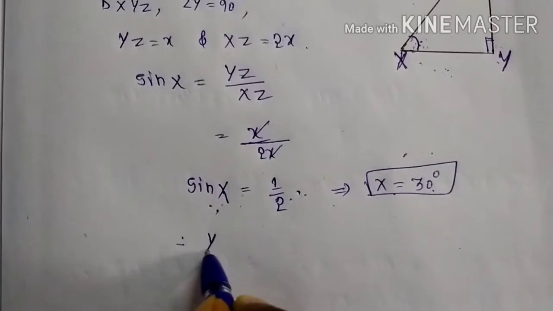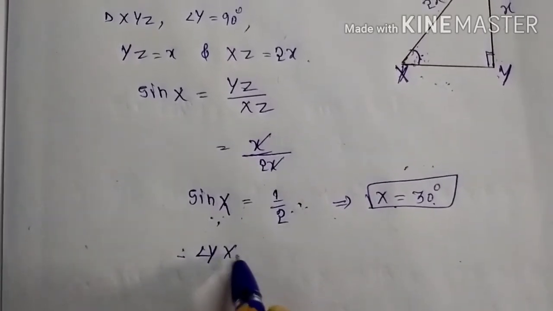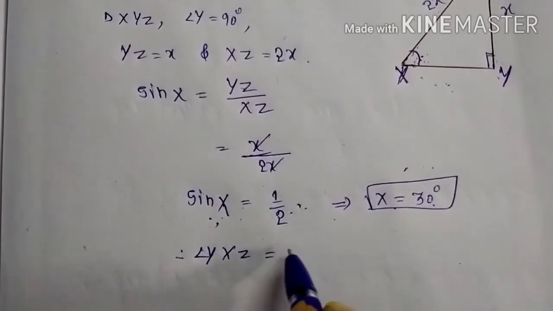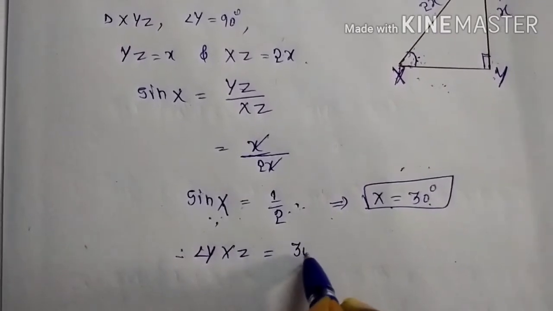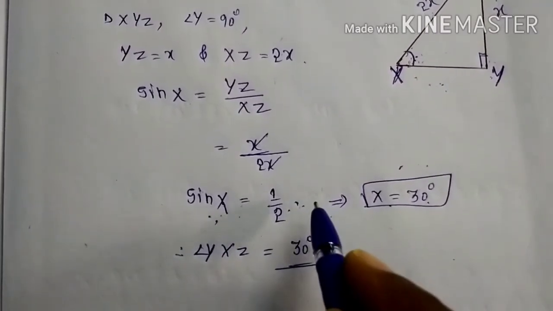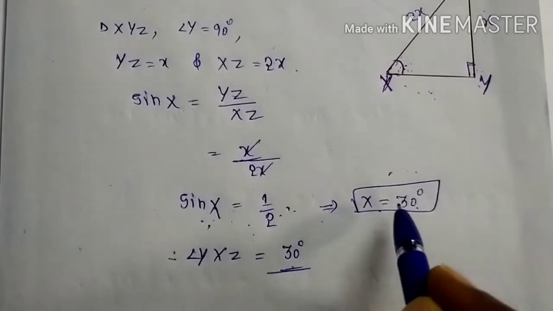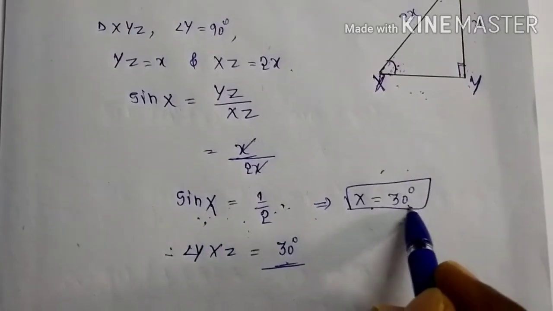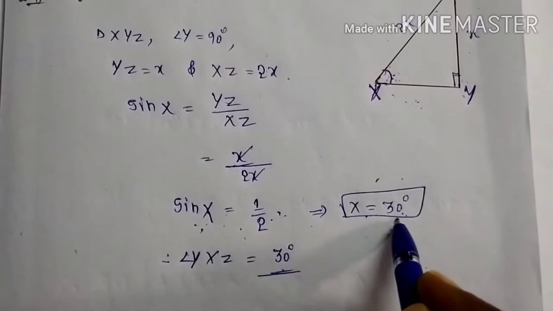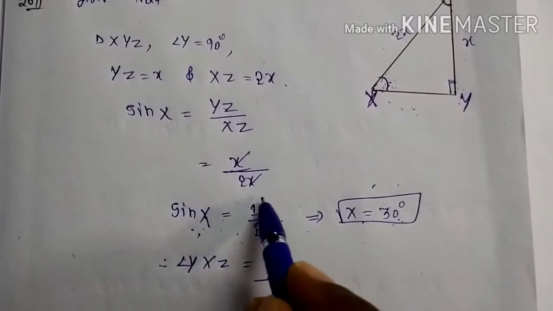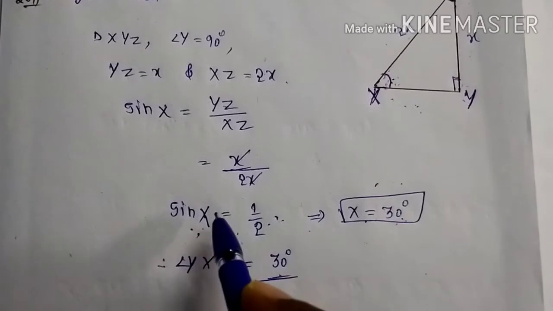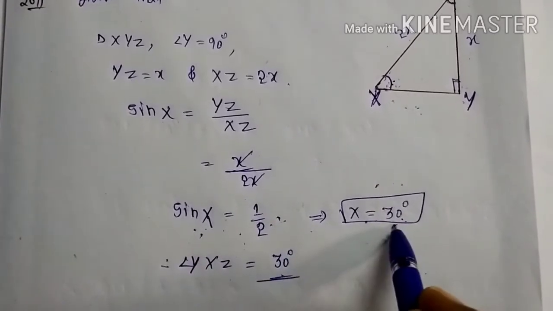Therefore, angle YXZ is equal to 30 degrees. You need to remember all the values of sine, cos, tan. Then only we can find here x is equal to 30. Otherwise, we can't do anything. Yes or no? If you know 1 by 2 is equal to sin 30, then only you can compare x is equal to 30. Yes or no?